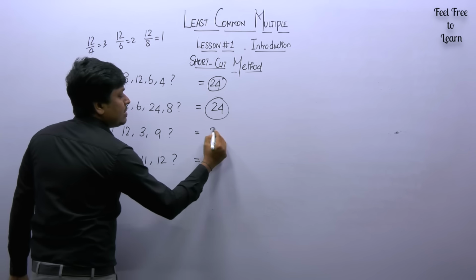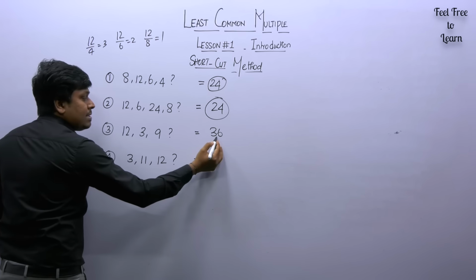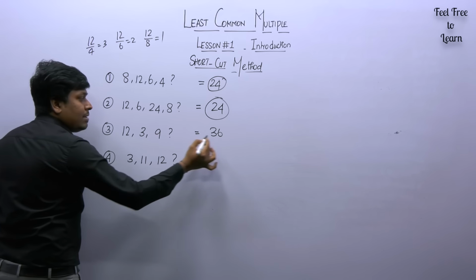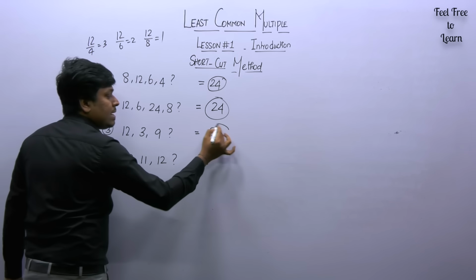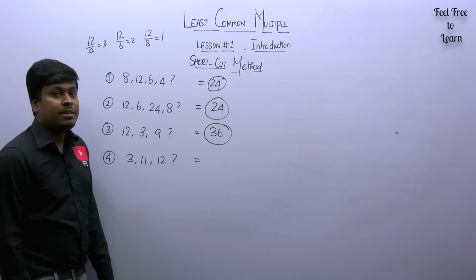12 into 3 is 36. Now 36 is divisible by 3. 36 is divisible by 9. So we are saying that LCM for the number is 36.